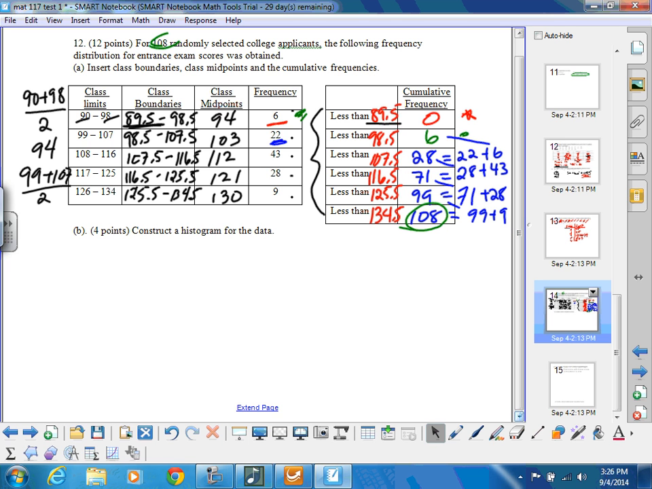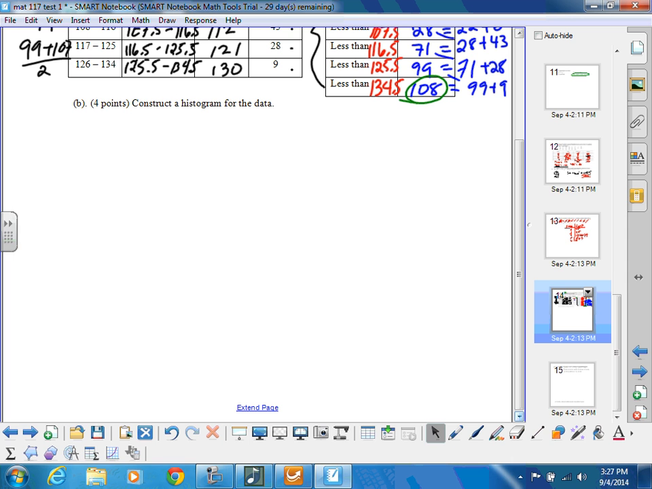Now, let's talk about our entrance exam scores, okay? We need to make a histogram. I'm going to extend the page a little bit. Okay, hope I didn't cut anybody off, but you can rewind it and look at it later.